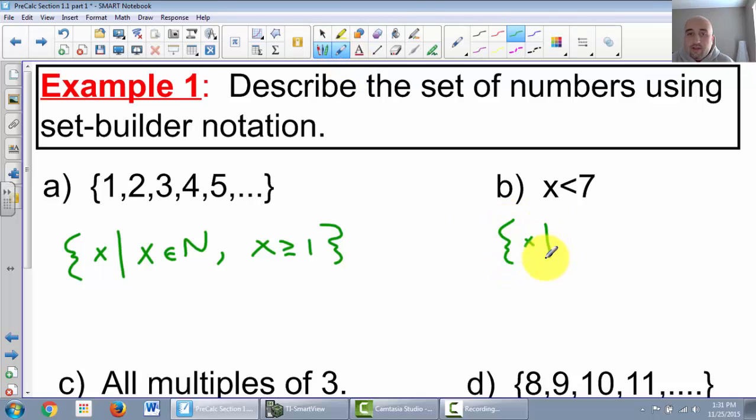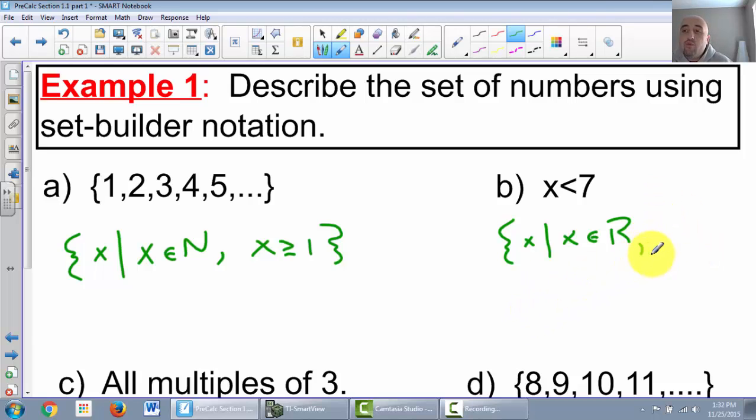Okay, we're still talking about x. All right. Now, what set are we in? Now, it doesn't tell us. It just says the numbers that are less than 7. If it doesn't tell you what set you're going to be in, you're going to assume that we are in the real numbers. All right, we're going to assume that we're in the real numbers.